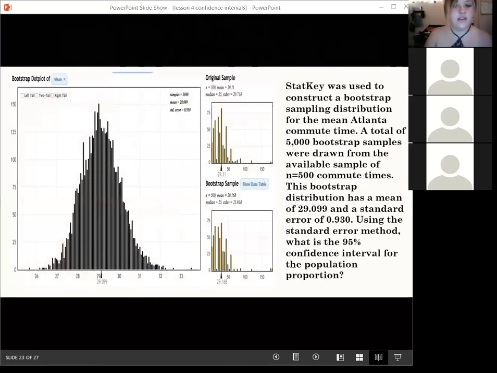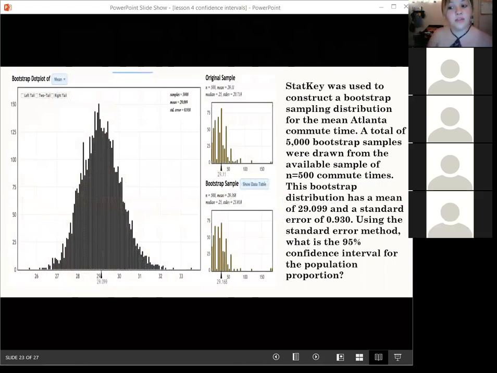All right, for this one, it looks like a lot of words, but it's not that bad. So I constructed a bootstrap sampling distribution here for the mean Atlanta commute time. So we had a total of 5,000 bootstrap samples drawn from the available sample of n equals 500 commute times. So this bootstrap distribution has a mean of 29.099 and a standard error of 0.930. So using the standard error method that we've been talking about, what is the 95% confidence interval for the population proportions? Go ahead and try this one out and let me know what you get.